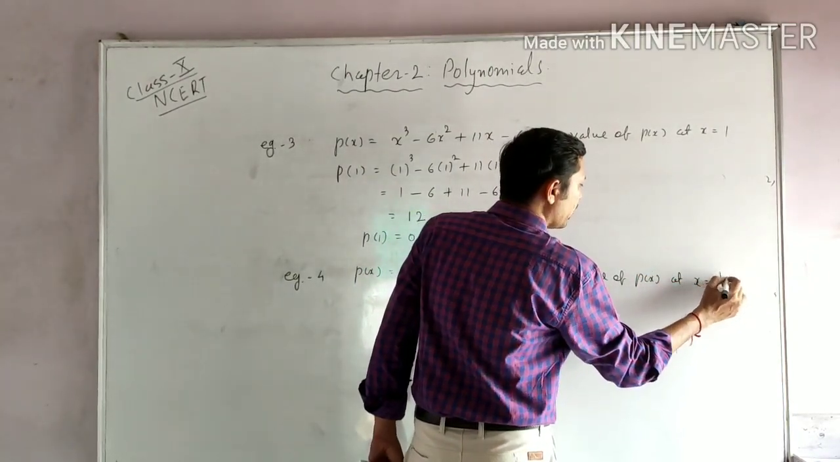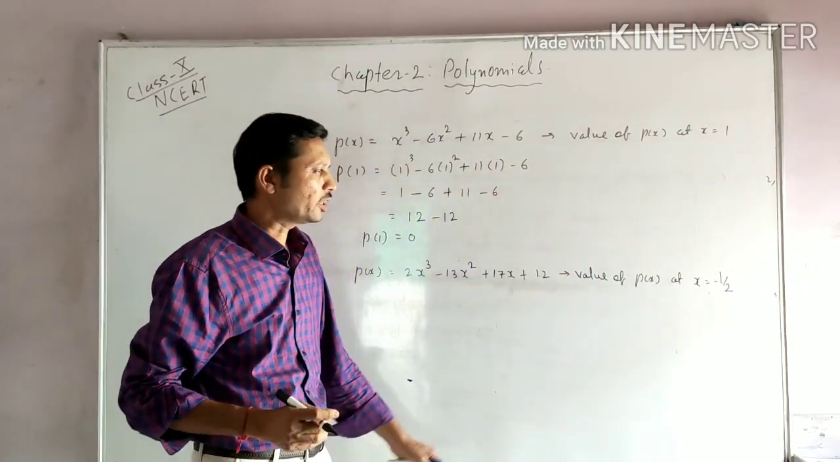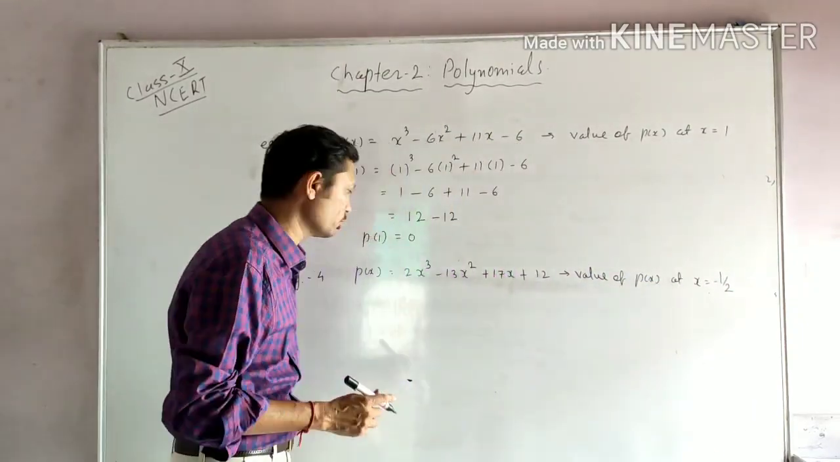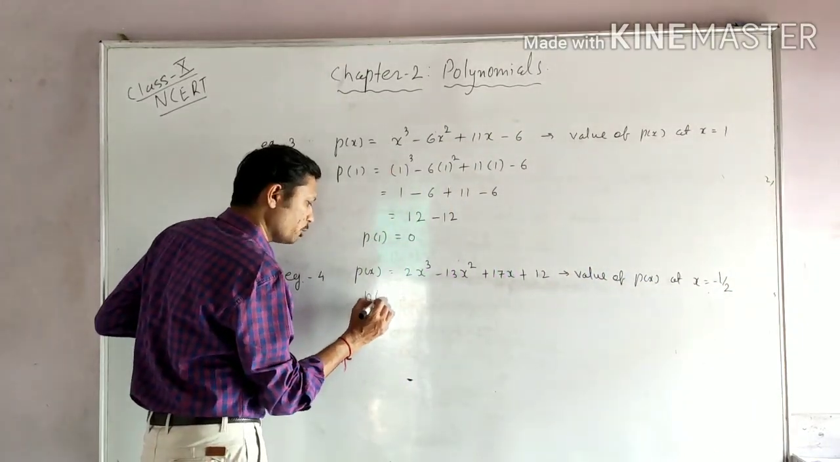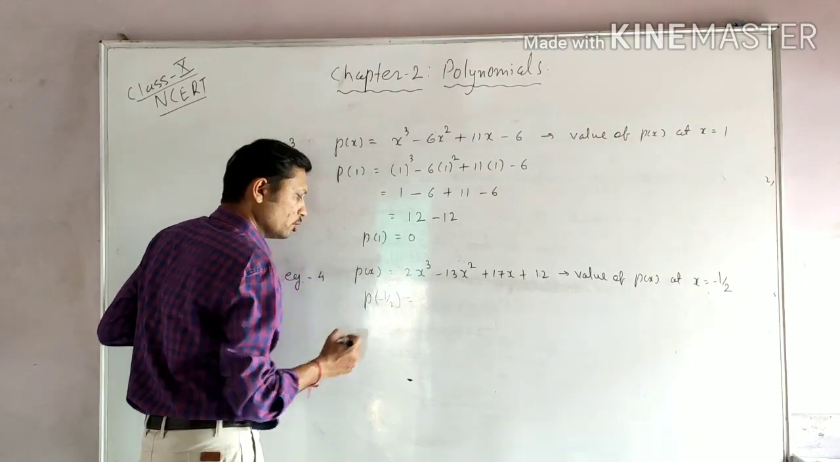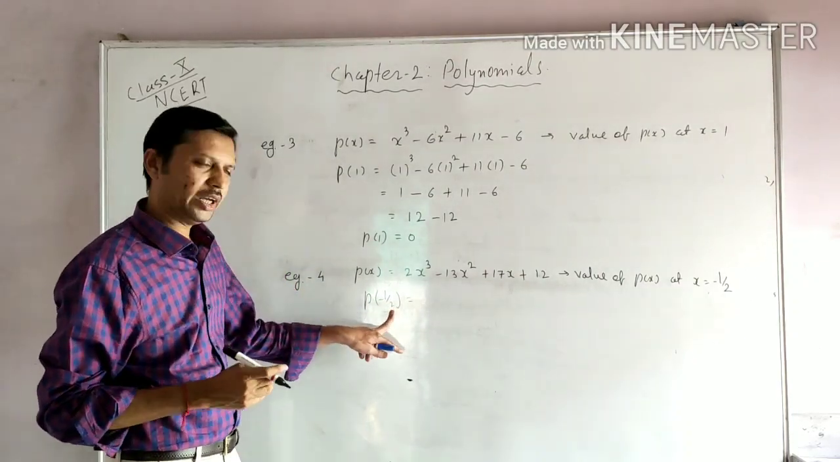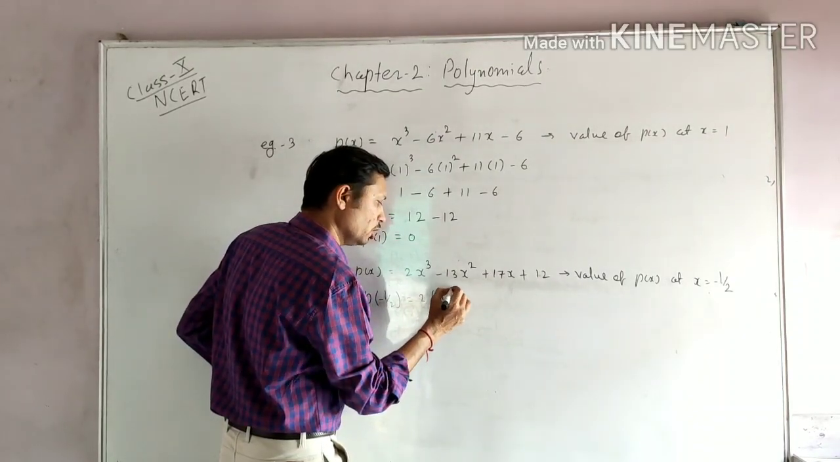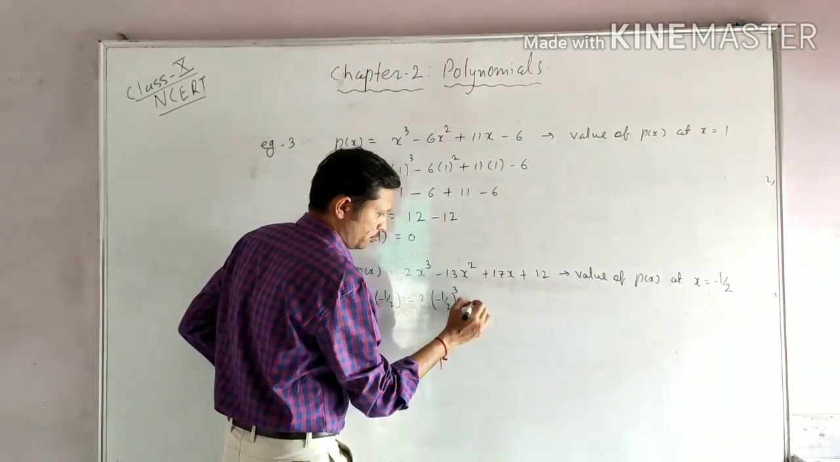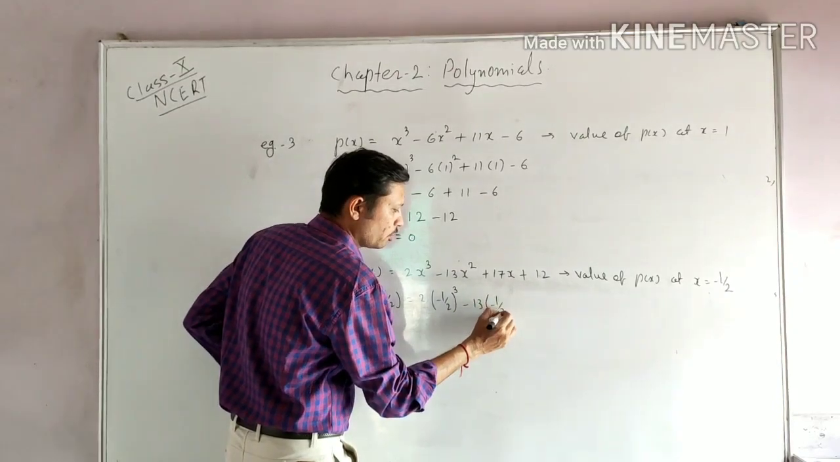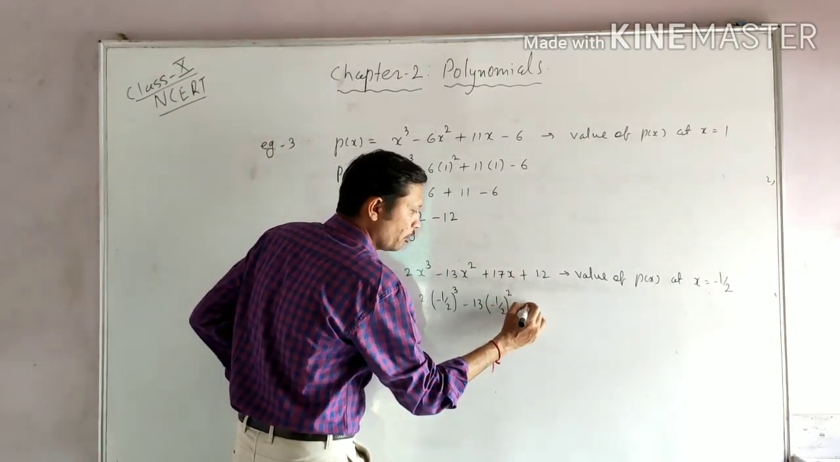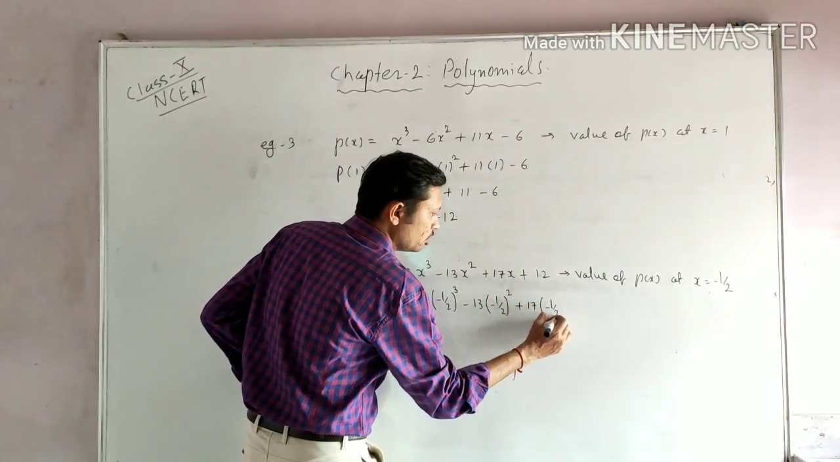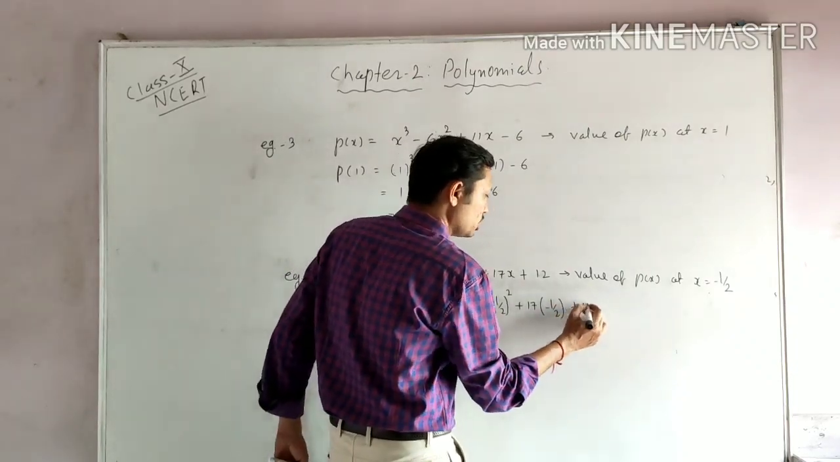At x is equal to minus 1 by 2. We are taking one fractional value calculation also, so we can understand it properly. So now the value of x is minus 1 by 2. So 2 times (minus 1 by 2) the whole cube, minus 13 times (minus 1 by 2) the whole square, plus 17 times minus 1 by 2, plus 12.